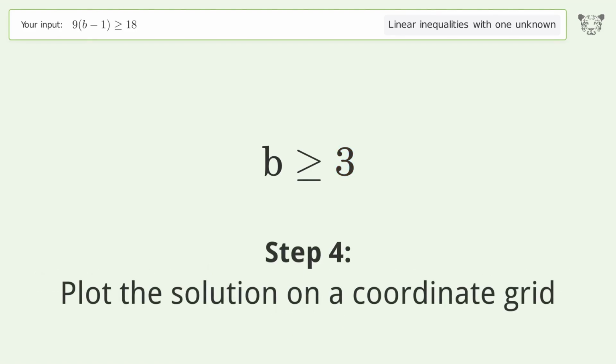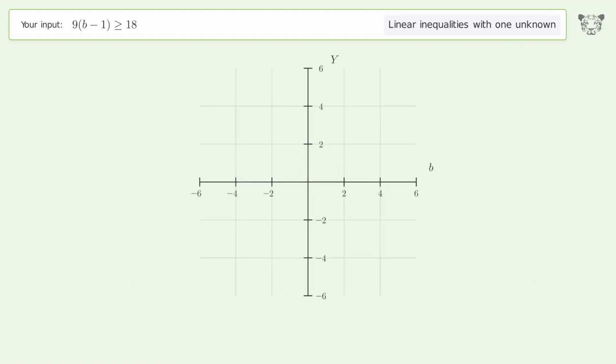Plot the solution on a coordinate grid. And so the final result is b equal or greater than 3.